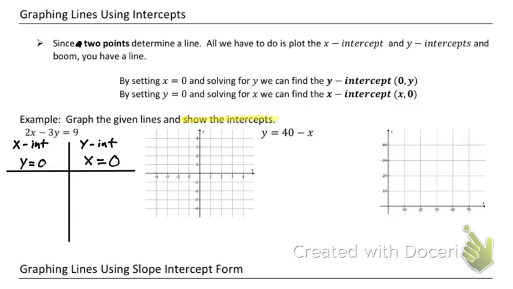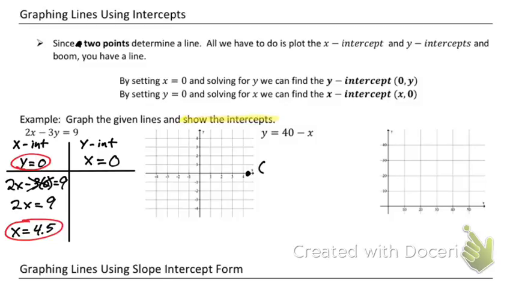Then we'll solve. So we have y equals 0, so we're going to have 2x minus 3 times 0 equals 9. Well, that just cancels out, and I just have 2x equals 9. Divide both sides by 2, and I have x equals 4.5. I actually have a point here: where my x equals 4.5 and my y equals 0. So the point is (4.5, 0). We just go to our graph and plot (4.5, 0), which is right there, and I have my x-intercept.